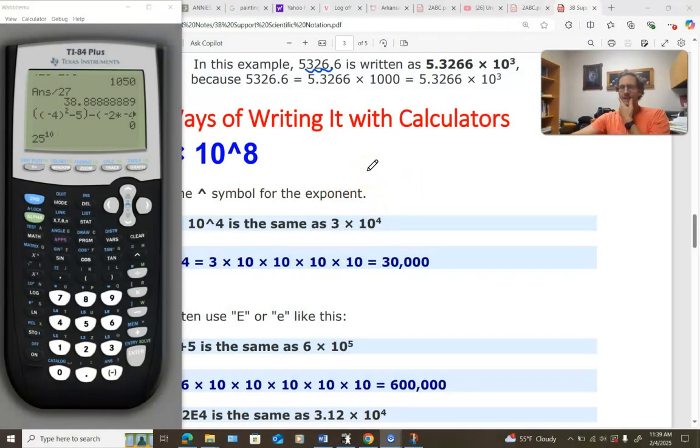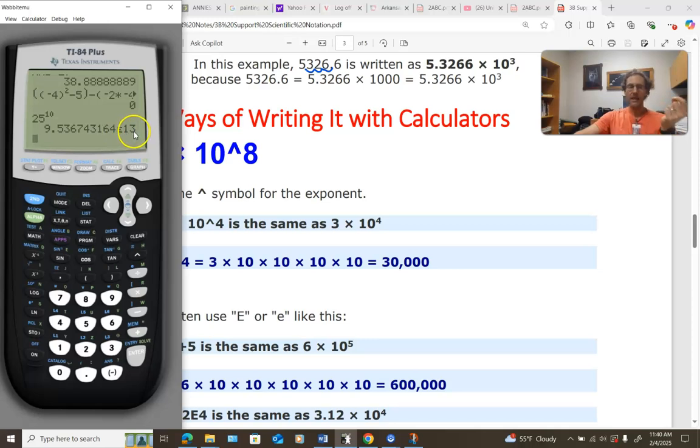Okay, so what does the calculator do? It expresses it in scientific notation. So let me go ahead and hit enter here. Now look at that. Notice what it gives us is a number between 1 and 10, 9.53, and then some other digits. But notice this E and the 13. That E represents 10, and this 13 represents the power of 10. Okay, so 25 to the 10th power is 9.536743164 times 10 to the 13th power. Okay, in scientific notation.